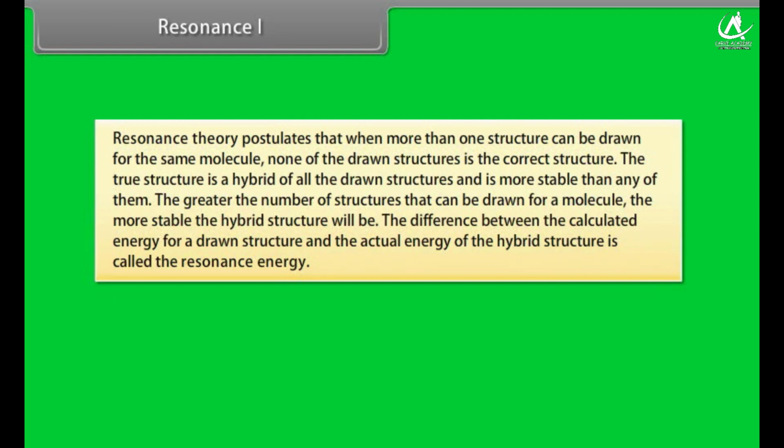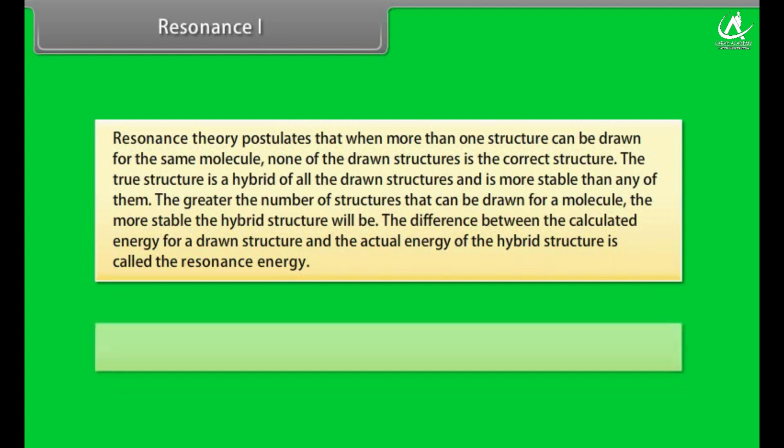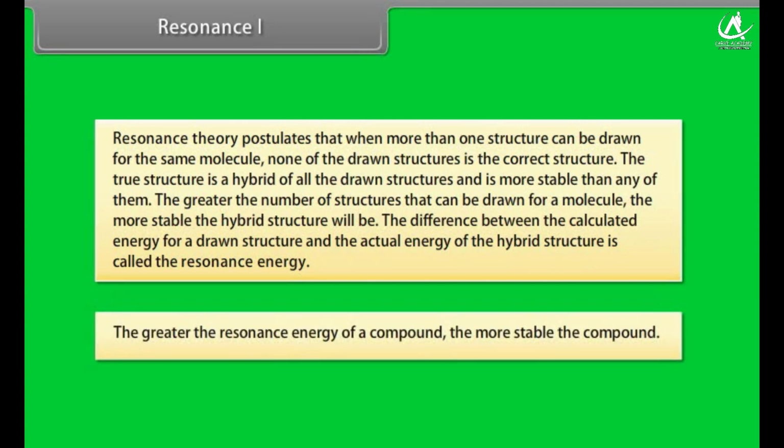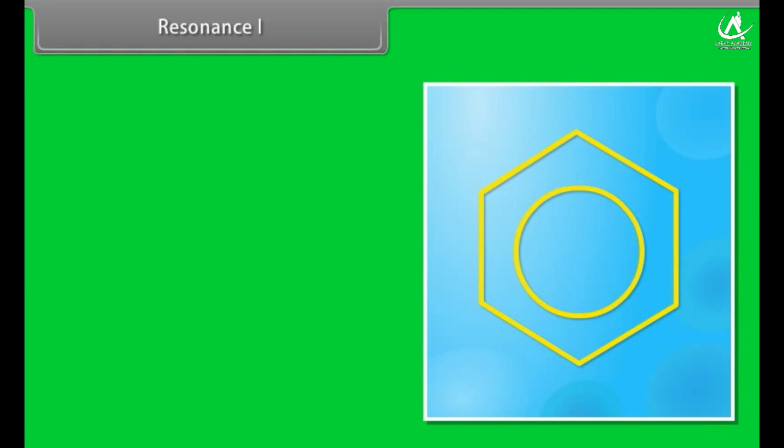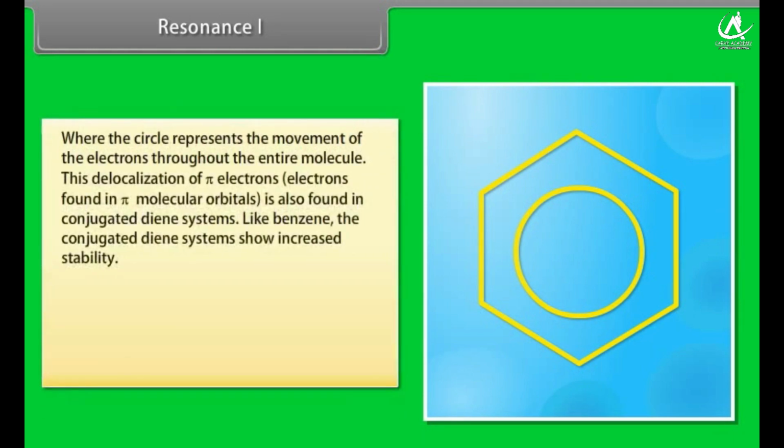The greater the number of structures that can be drawn for a molecule, the more stable the hybrid structure will be. The difference between the calculated energy for a drawn structure and the actual energy of a hybrid structure is called the resonance energy. The greater the resonance energy of a compound, the more stable the compound. The two Kekulé structures that can be drawn for the benzene molecule are actually two resonance structures. The hybrid of these structures would be drawn as this, where the circle represents the movement of the electrons throughout the entire molecule.